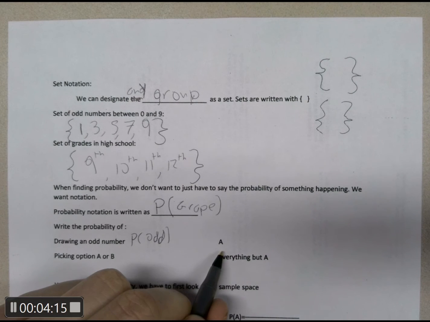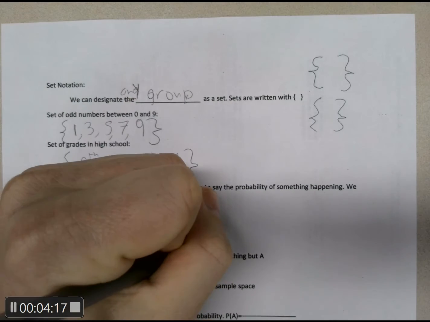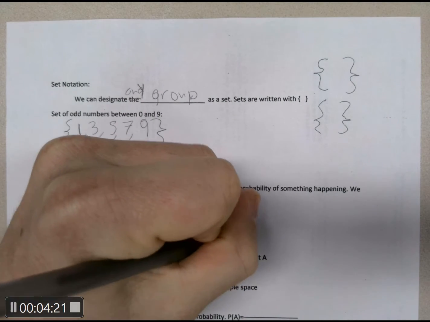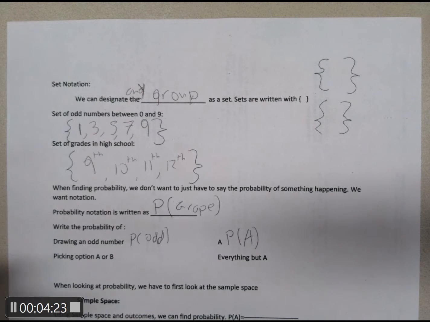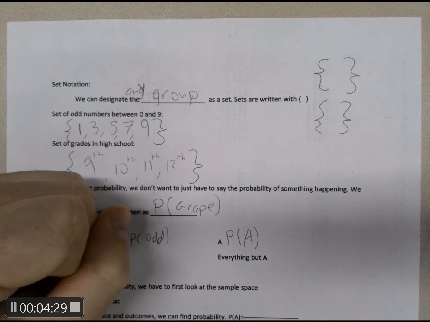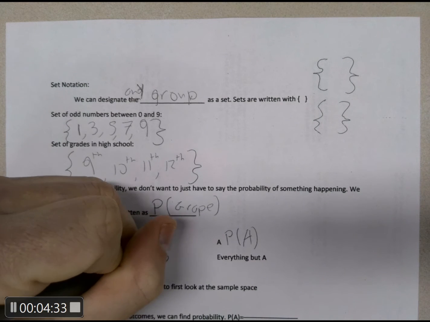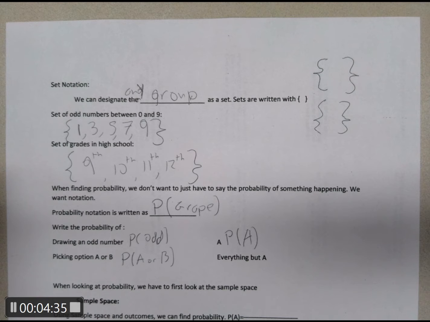Probability of event A happening. Okay, so we're just going to say probability again, open parentheses, of A. We can do ORs, which means we're having words inside it. So picking option A or B, we're looking at the probability of A or B. And this just makes it easier to read. Instead of having to write out probability of picking option A or B, we can just say probability of A or B.